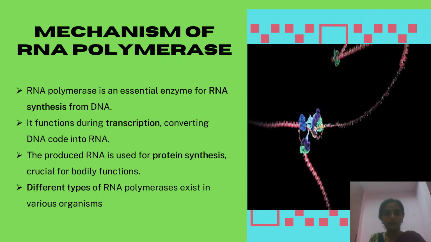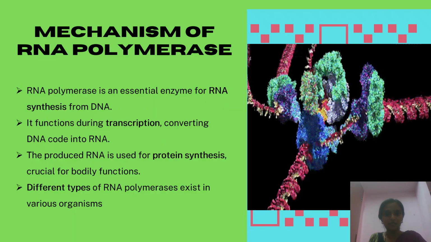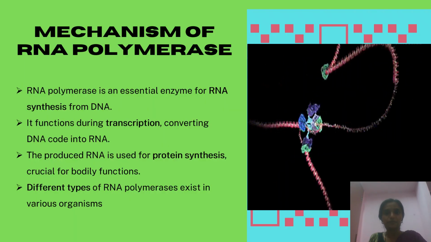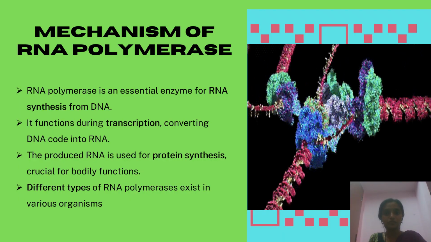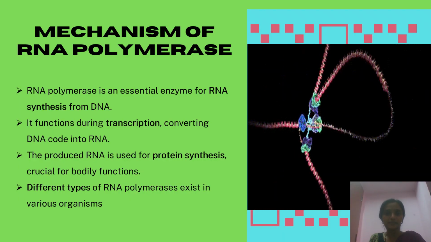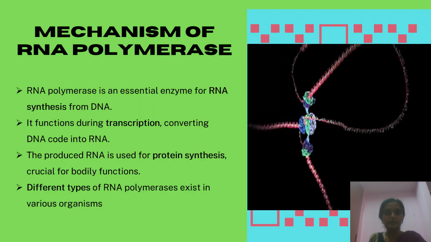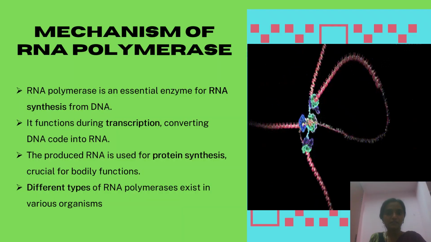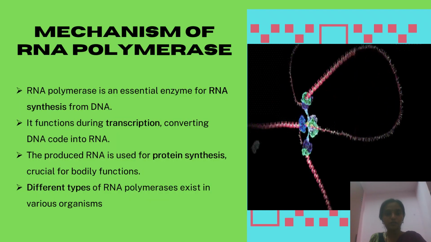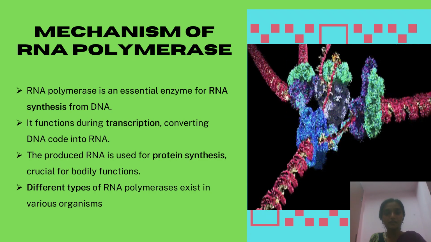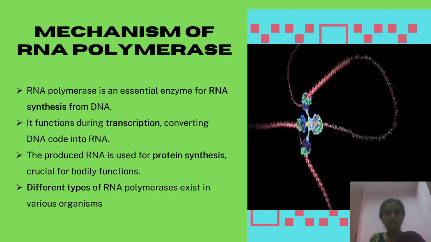Mechanism of RNA polymerase. RNA polymerase reads DNA and builds RNA, a process called transcription. The RNA produced then guides protein synthesis, which helps keep cells alive. Different organisms have different polymerases, but the functions remain universal. RNA polymerase is essential for the synthesis of RNA from DNA; its function during transcription is converting the DNA code into RNA.